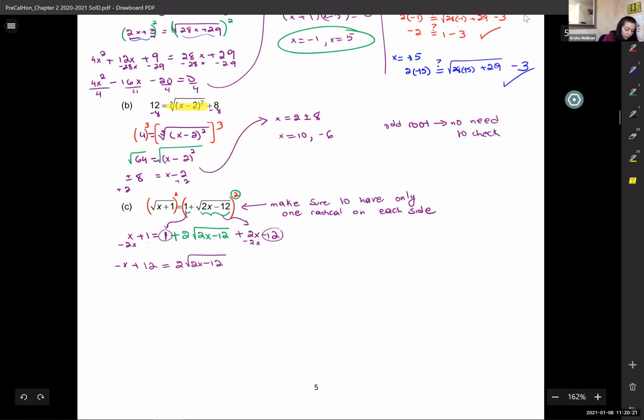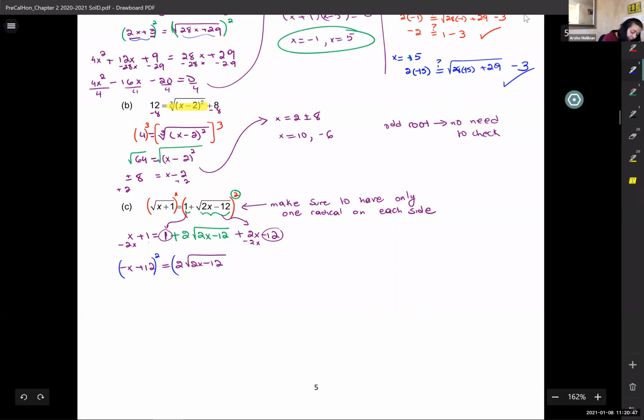Okay? So look, if the negative x plus 12, we hate those dangling negatives. If that bothers you, you can always switch it to get 12 minus x. It's up to you, okay? All right, I'm going to leave it like this for now. All right, now look at what happened. I still have a root. So what do you guys think we should do?